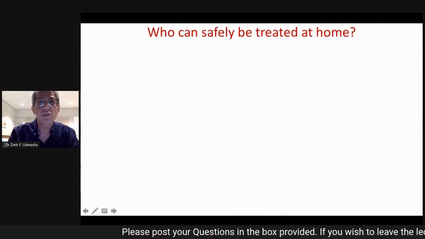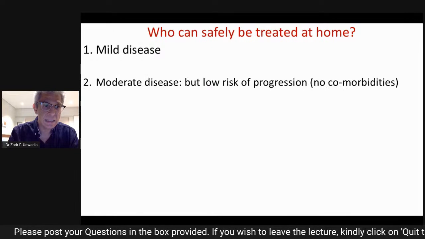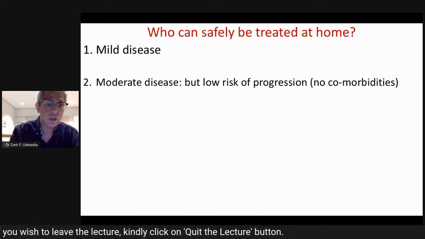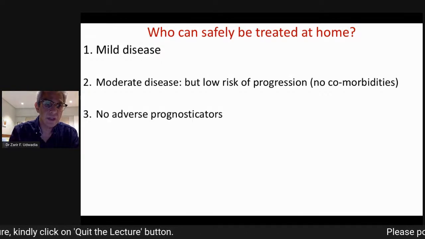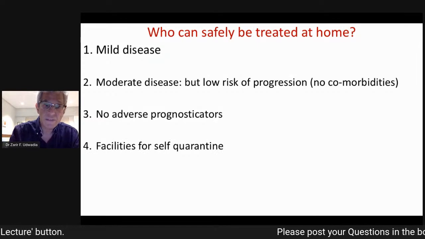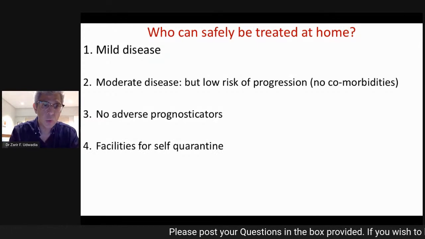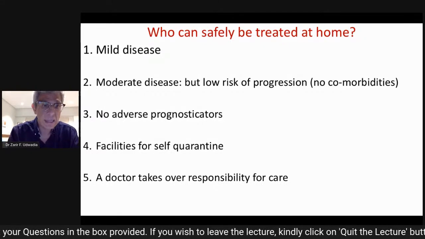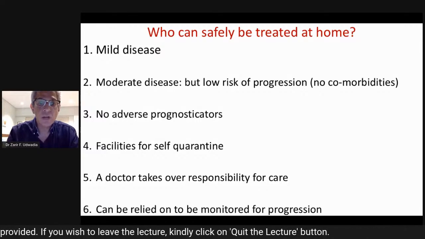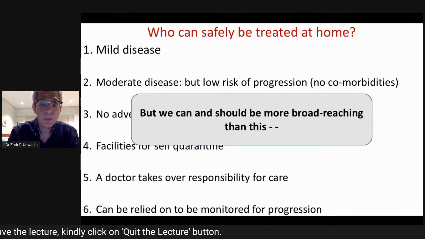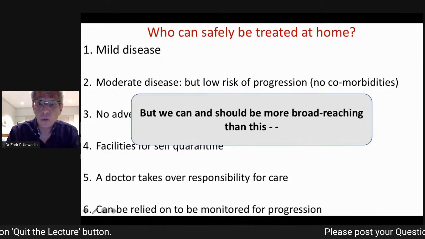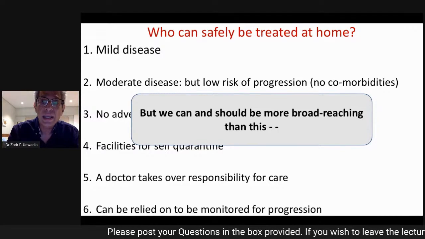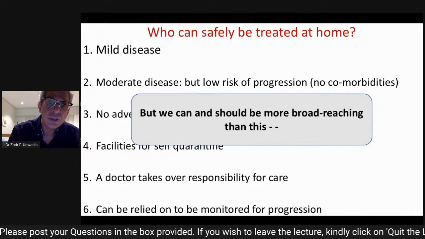So who can safely be treated at home, in my opinion? Those with mild disease, those with moderate disease but low risk of progression. And we'll touch on that in a minute. Those who have no adverse prognosticators, where you have the facility for self-quarantine, which Amita has so well highlighted, a doctor who agrees to take over responsibility for care like Dr. Mashru, and those who can be relied on to be monitored for progression. But as Ravi will point out in his talk, perhaps we can be more broad-reaching, more forward-thinking than this and include in this category of home treatment even more patients.